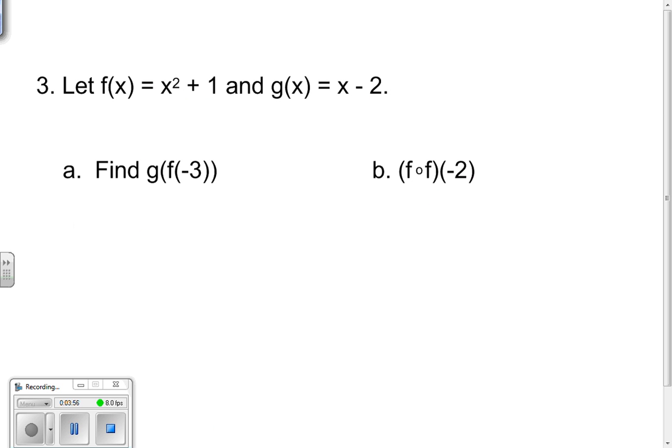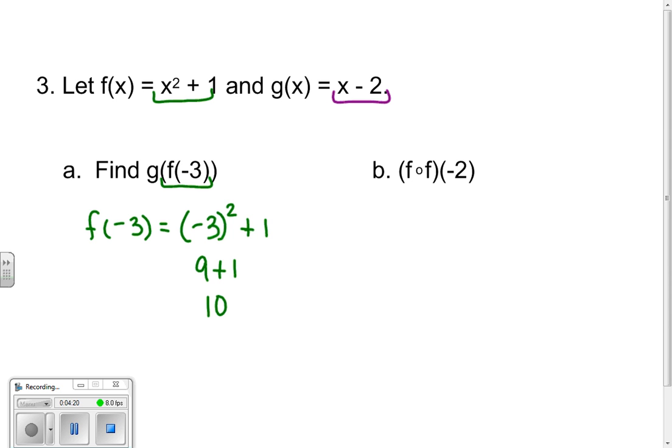Number 3, two new functions, x squared plus 1 and x minus 2. Just be careful, I switched the color in case that matters. So in the first one, they want me to do f of -3. f of -3. Be careful with parentheses here. You need to make sure you put that -3 in parentheses, specifically in this one because you're squaring. That makes a difference in the calculator. -3 squared is 9, and 9 plus 1 is 10. Take that 10 and put it into g. g of 10 says 10 minus 2, so my final output is 8.